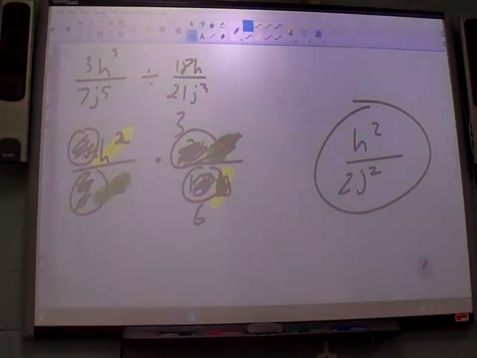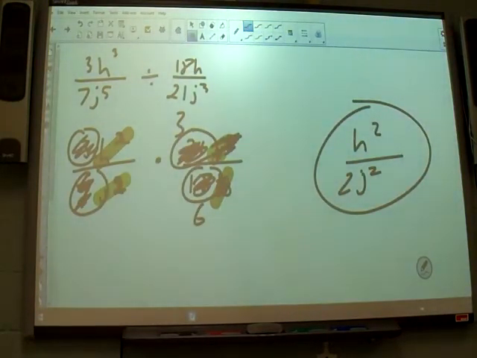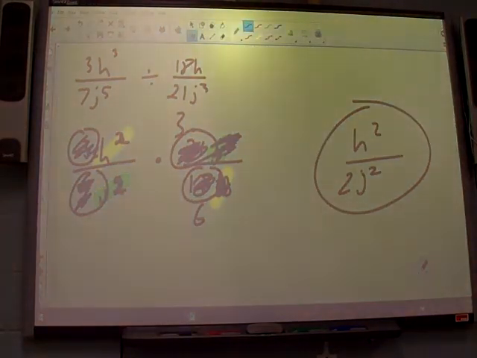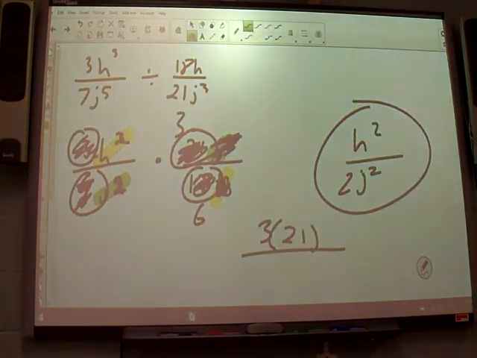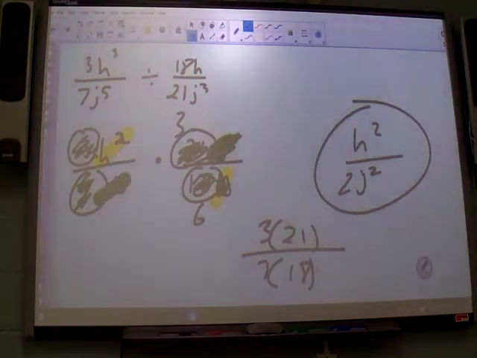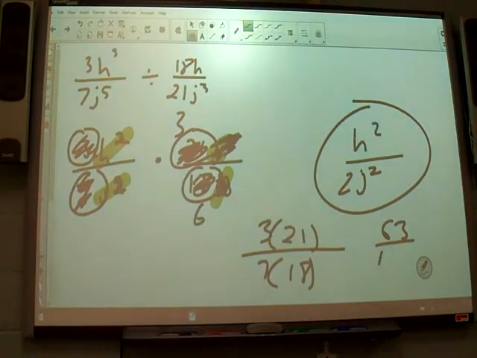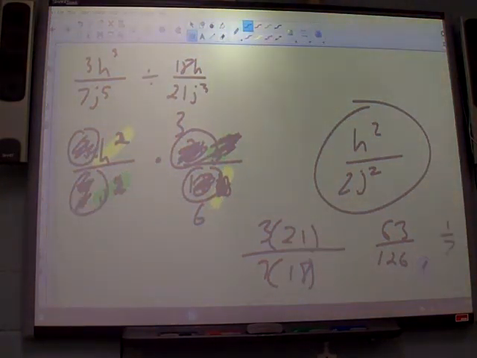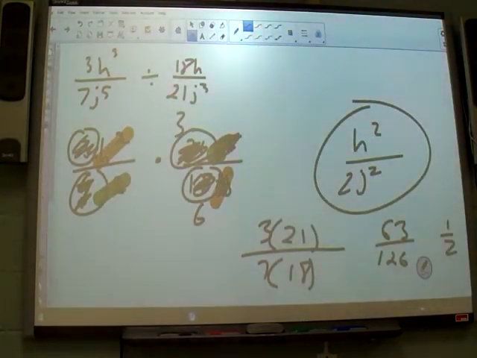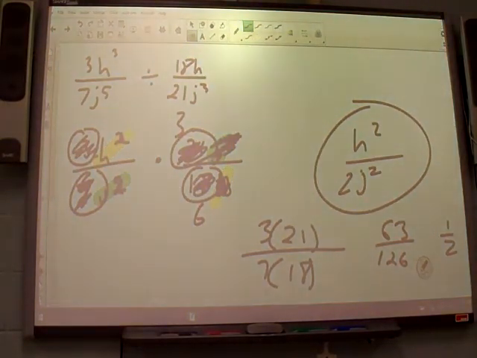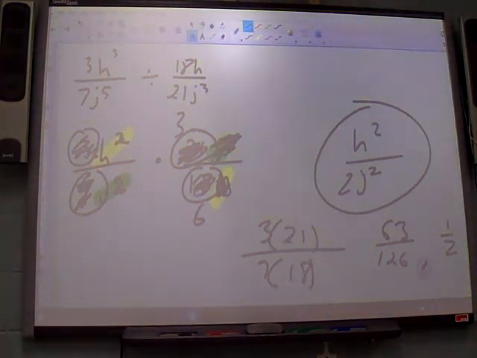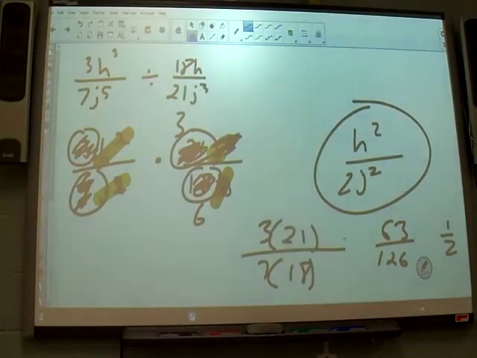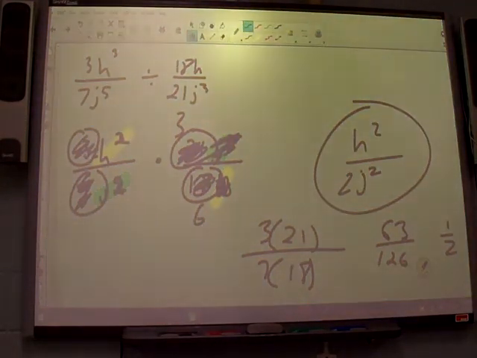Well, then don't do it that way. Then how do you do it different? You just multiply across the top. 3 times 21 on top, and 7 times 18 on bottom. I think it's 63 over 126, and then that reduces to 1/2. Those are different answers then. Or not. This is 1h squared, so that's 1/2 h squared. She was just asking about the numbers. That's all I was showing.